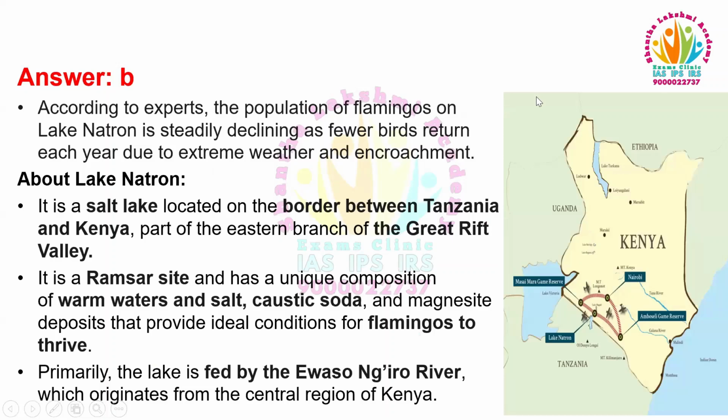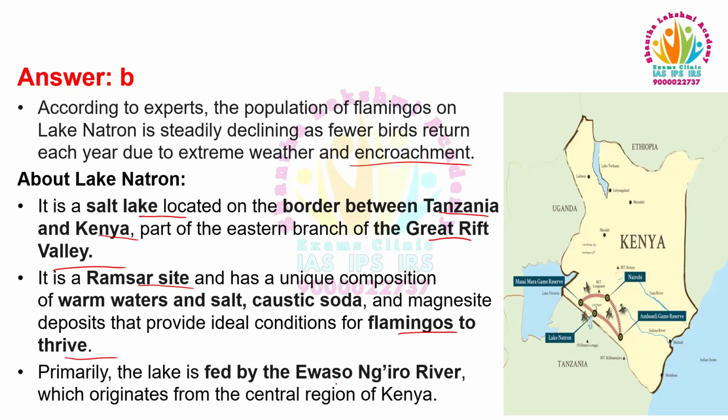According to experts, the population of flamingos on Lake Natron is steadily declining as fewer birds return each year due to extreme weather and encroachment. About this lake, it is a salt lake located on the border between Tanzania and Kenya, part of the eastern branch of the Great Rift Valley. It is a Ramsar site and has a unique composition of warm waters and salt, caustic soda, and magnesite deposits that provide ideal conditions for flamingos to thrive.